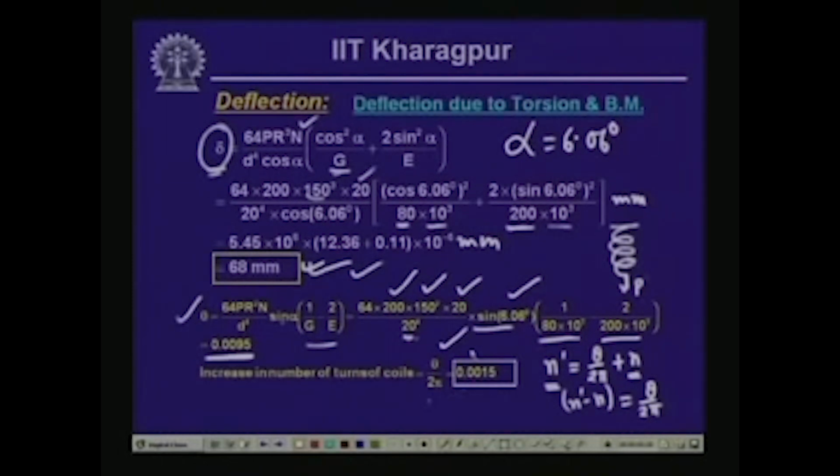Theta by twice pi gives us a value of 0.0015. So, that is the number of turns that are increased because of the axial pull P acting on the spring, and that is the value of n dash minus n. N is the number of turns which we had initially, and n dash is the number of turns now introduced because of the angular rotation theta, which is given by theta by twice pi.